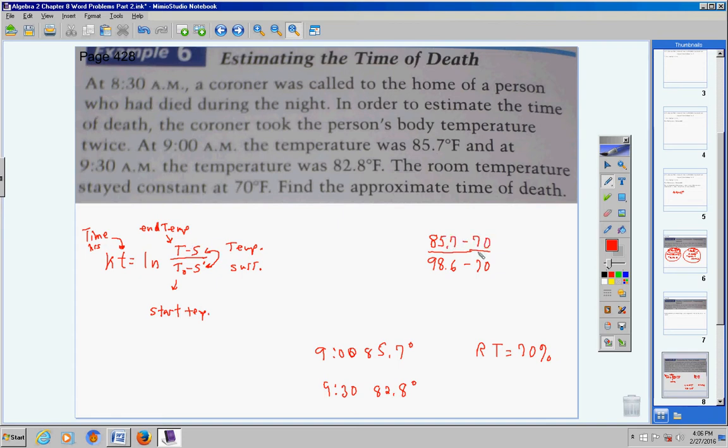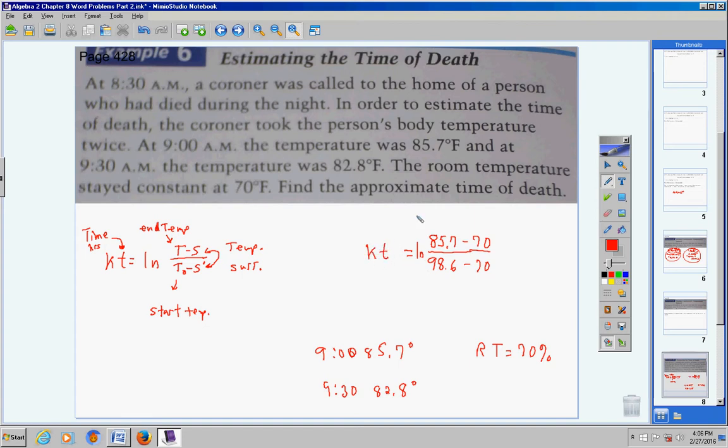Alright? So the first time frame we're going to use, minus 70. The first time frame is from when the person quit breathing, their temperature was this, to when the men walked in the house and found the body at 85.7. Got it? So that's our first scenario. Natural log of all of this, and then KT.